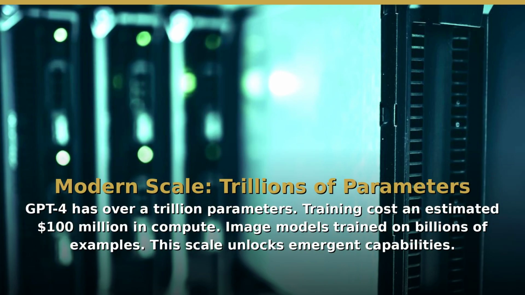GPT-4, for instance, trained on hundreds of billions of words to learn language patterns at scale. Without that volume, it couldn't generalize to new sentences. This is why data quality and quantity determine AI performance more than architecture in many cases.